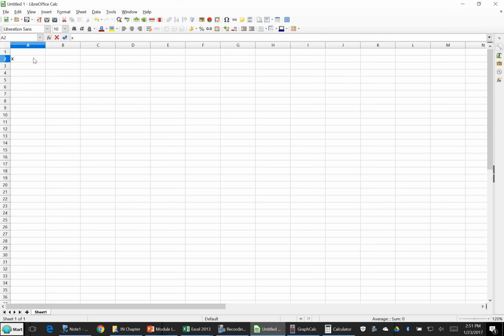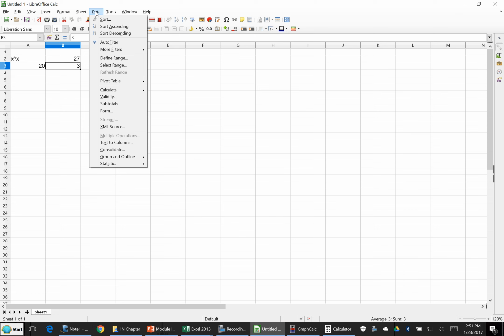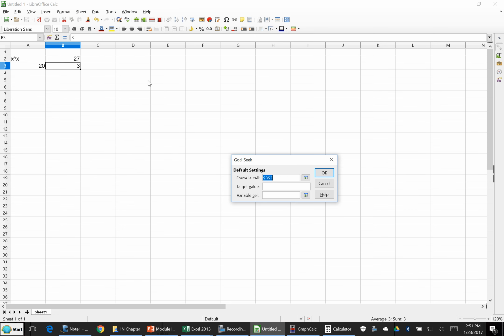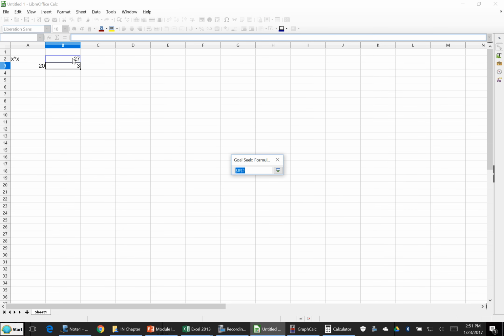So say x raised to the x, equals 20. I'm going to put a value here of like 2.5, and I'm going to say equal this value raised to this value. And there's the answer. So you can see as I change this lower cell, the upper cell changes. Very, very simple what's going on here. So I'm going to go under, I think it's tools. Yeah, goal seek. I'm going to click on formula cell, which is this cell.